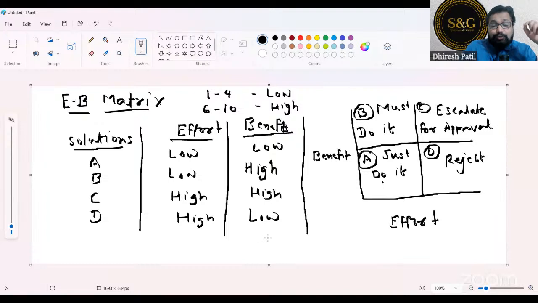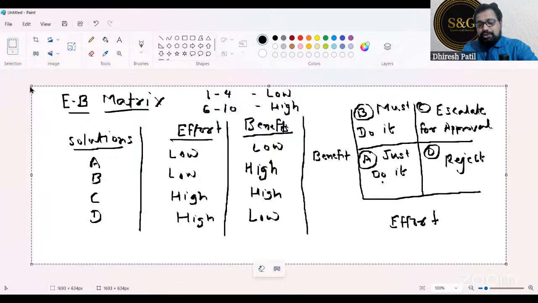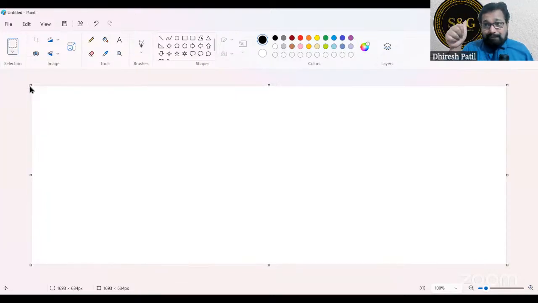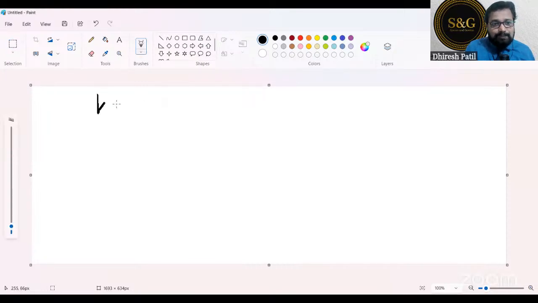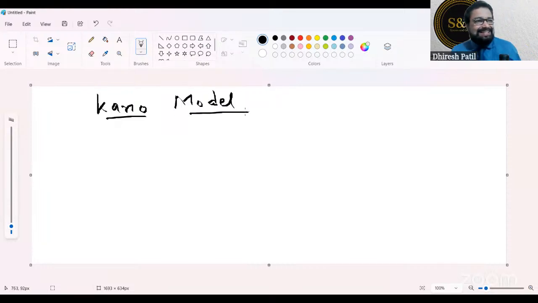Okay, now the last one is something very interesting. We have covered the 3 criteria for solution prioritization: the effort benefit, and n by 3. The fourth criteria is, some of you are aware of this, it's called the Kano model. How many of you are aware of the Kano model? Just type in the chat box. This is the fourth criteria.